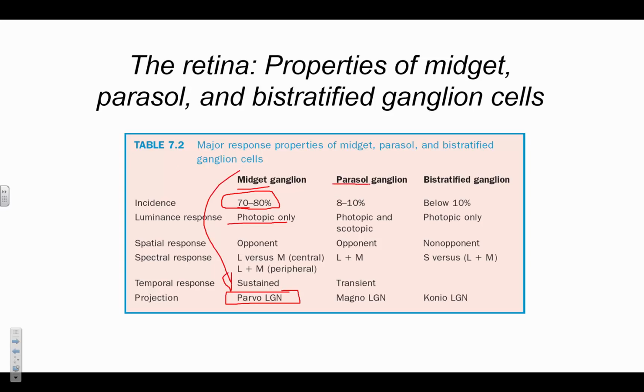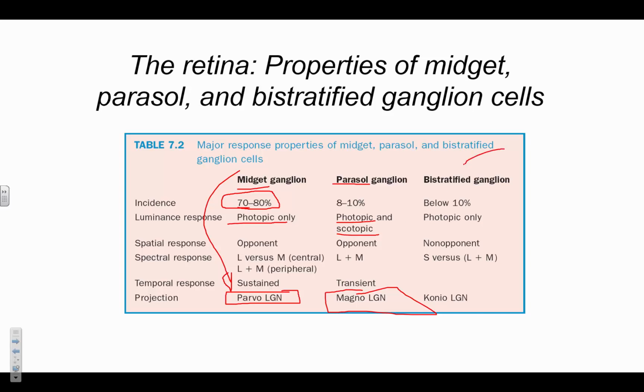The other type of cell we'll talk about primarily as ganglion cells are going to be parasol cells. Not as many of these. They have some photopic light, but also scotopic, which is kind of those low light levels, so they're going to get some cone information as well. These project to the magnocellular layers. Anybody know what magno means? Yeah, if parvo means small, magno probably means large, right?